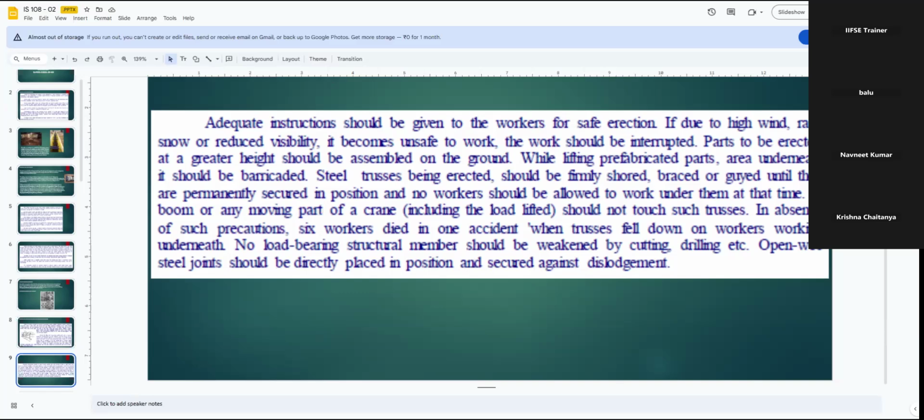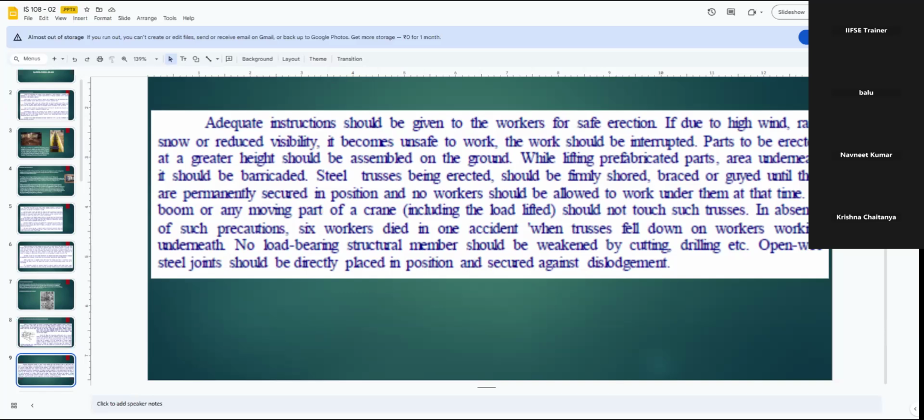Then we have to give proper instructions. Sometimes, based on the season, there may be heavy wind or rain, and especially in the winters, snow will be there. It will reduce the visibility. In that situation, it becomes unsafe for people to perform the activity. In case of such situations, it is better to hold the activity till you get clear visibility.